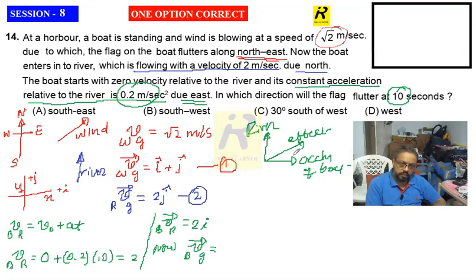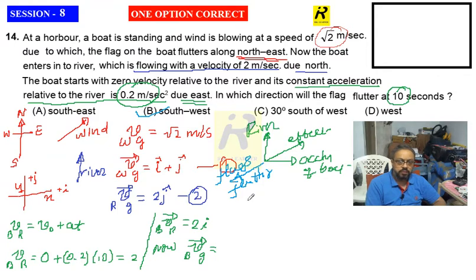So now we can simply think: if a boat moves in this direction, definitely the wind flutters the flag in the opposite direction. That means in this direction the flag may flutter. So this direction is nothing but the southwest direction. Here you can think, that means our answer must be southwest. Definitely it is. Let us check with expressions. So this is how I can move further.